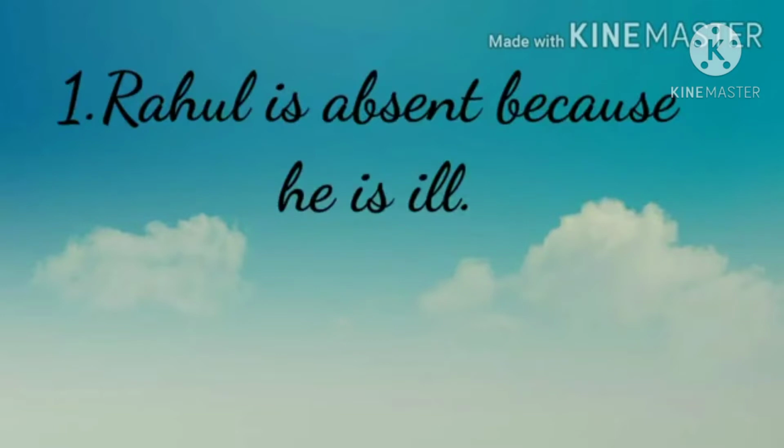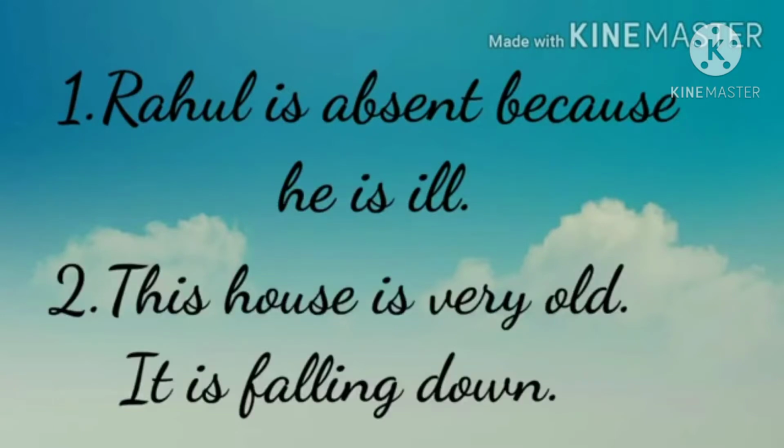Example, Rahul is absent because he is ill. Children, here which is a noun? Yes, Rahul is a noun. Here we use, instead of Rahul, we use he. That he is pronoun here. Read the second example. This house is very old. It is falling down. Here, this house is noun and it is pronoun.